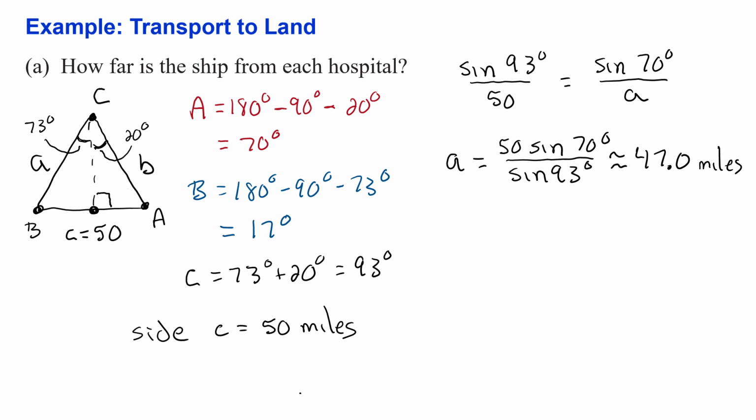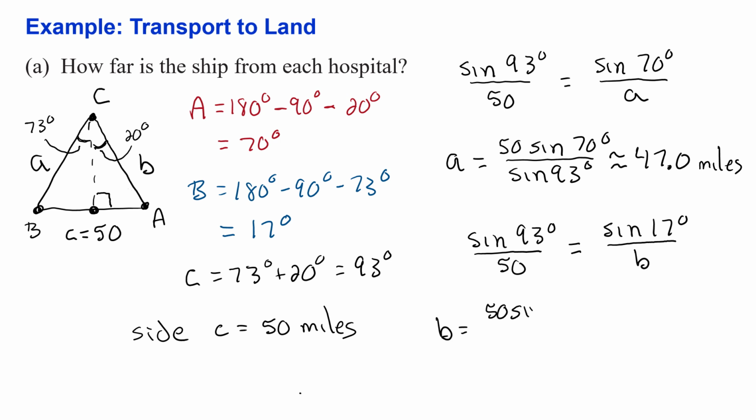Now let's find side B. So using the law of sines with angle C, side C, and angle B, we can write sine of 93 degrees divided by 50 is equal to sine of 17 degrees divided by side B. Solving for side B, we have B is equal to 50 times sine of 17 degrees, all divided by sine of 93 degrees, and that is approximately 14.6 miles. Therefore, the distance from the ship to Hospital A is approximately 14.6 miles, and the distance from the ship to Hospital B is approximately 47 miles.